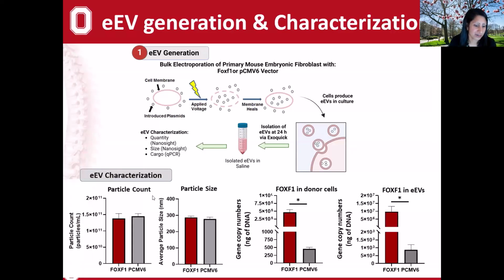So in terms of characterization, we saw there was no difference between our control sham EVs and our FOXF1 EVs in terms of particle count. In terms of particle size, again, no difference. And when we looked at our donor cells with FOXF1, we could see there was significantly more FOXF1 expression, which was to be expected in our donor cells with FOXF1 versus our sham. And then last but not least, in the actual EVs with FOXF1, we could see significantly greater expression versus our sham control. So everything looked great in terms of characterization.